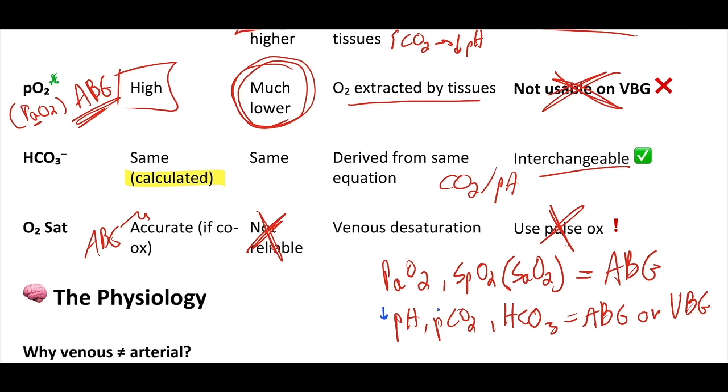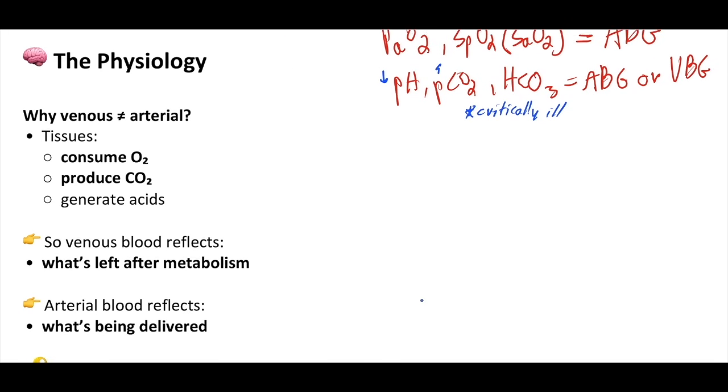The PCO2 is going to be about 4 to 6 higher than the arterial blood gas. And as patients get critically ill, this becomes less accurate, so be very careful and get an arterial blood gas to confirm in the critically ill if there are significant derangements you're worried about. So the physiology we're going to dive into a little bit more here.